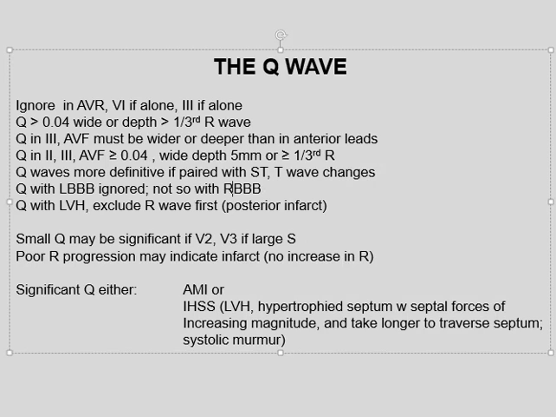Don't be put off by all these rules and regulations. As you become familiar with Q waves, you learn to recognize them and know what leads are important or not. But in terms of a revision, ignore them in V1 and 3 if alone. Remember, the basic rule is to be significant, a Q wave has to be greater than 0.04 wide and or greater than 1/3 the height of the R wave.